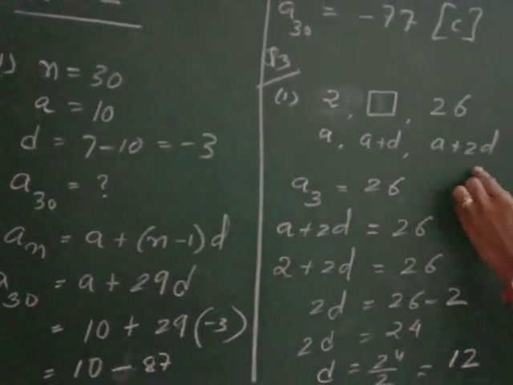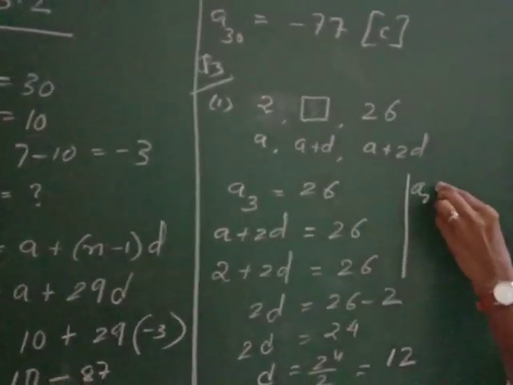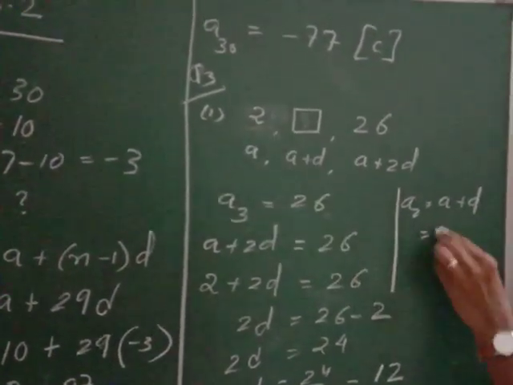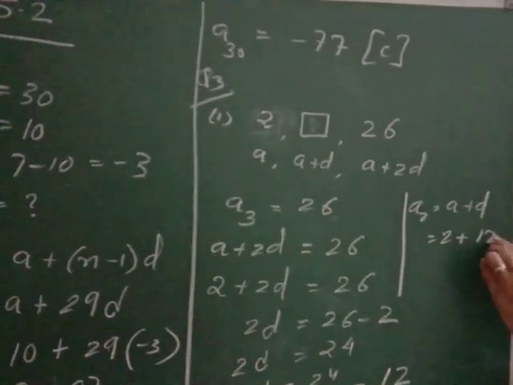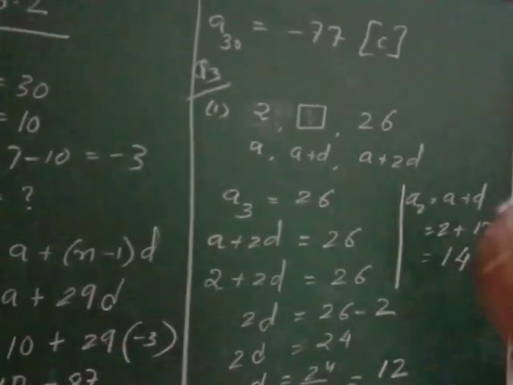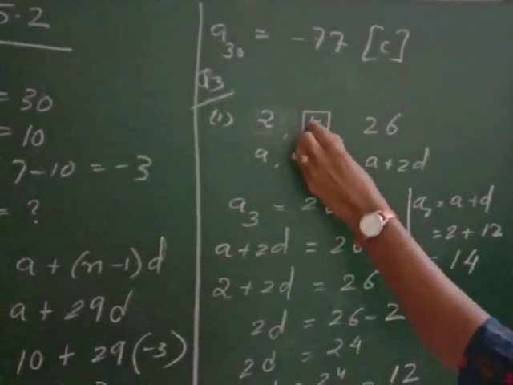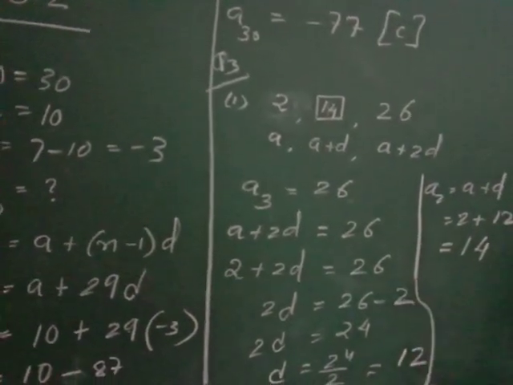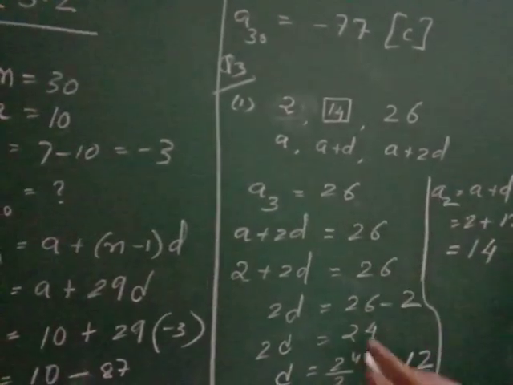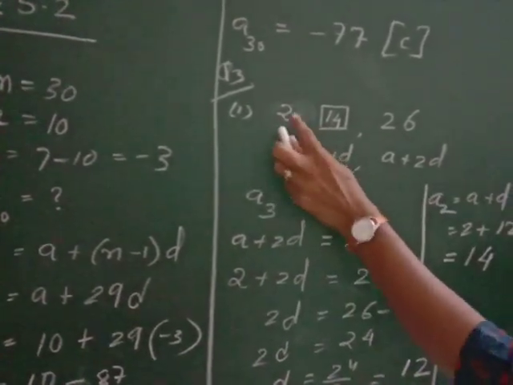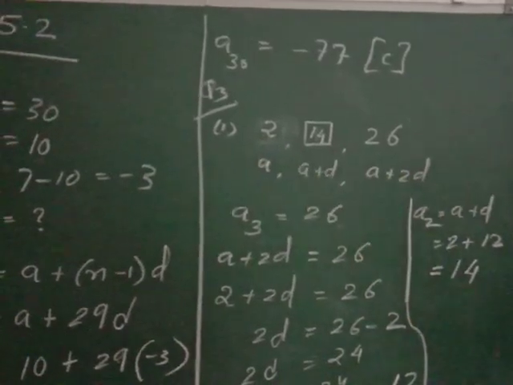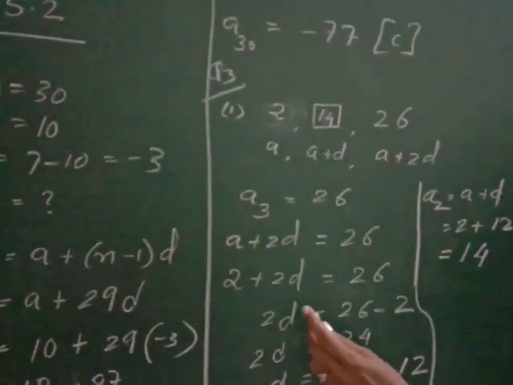What will be A2 now? A2 is equal to A plus D. A is already 2, plus D is 12. So the answer is 14. So this will be 14. In this way, first of all, we will always find A and D. If A is not given, first you find A, then you find D, and then you are able to find any term, whatever is asked.